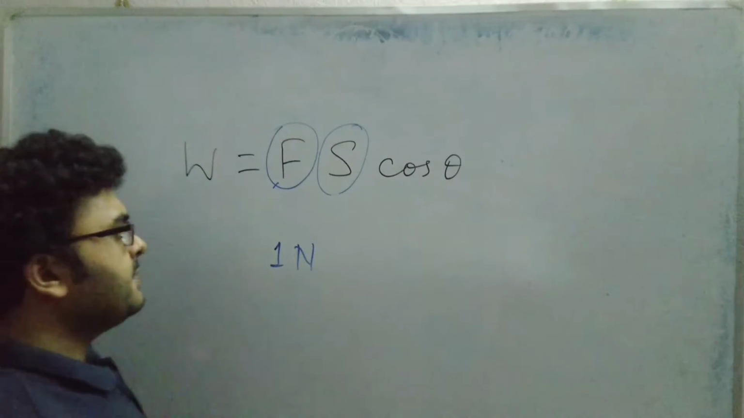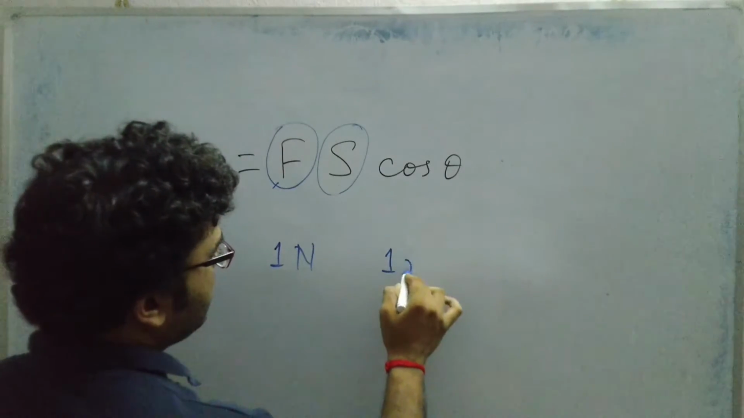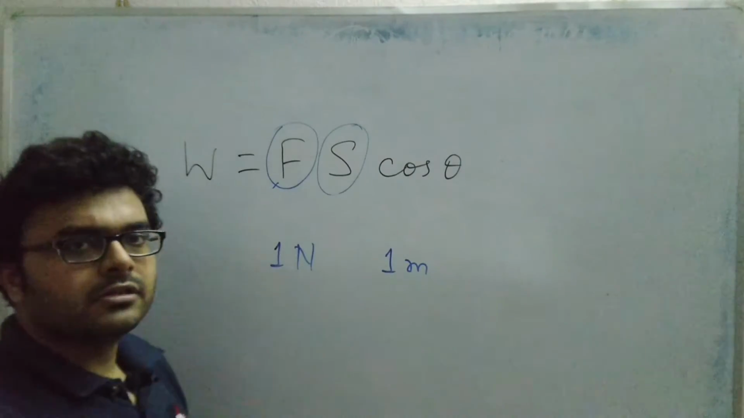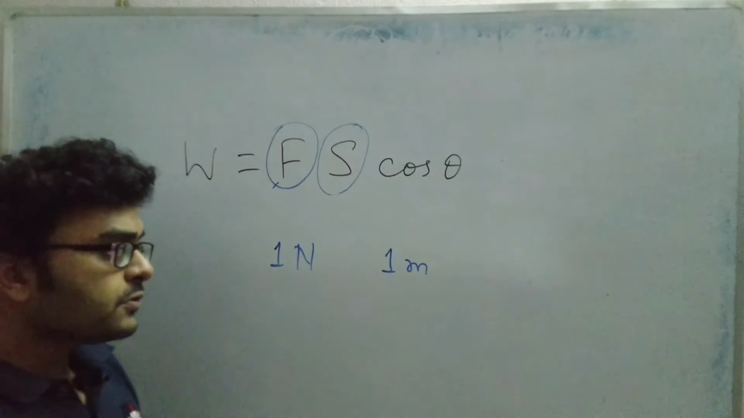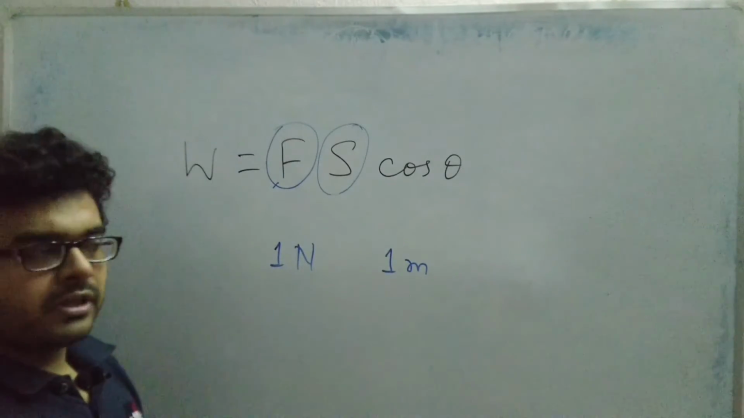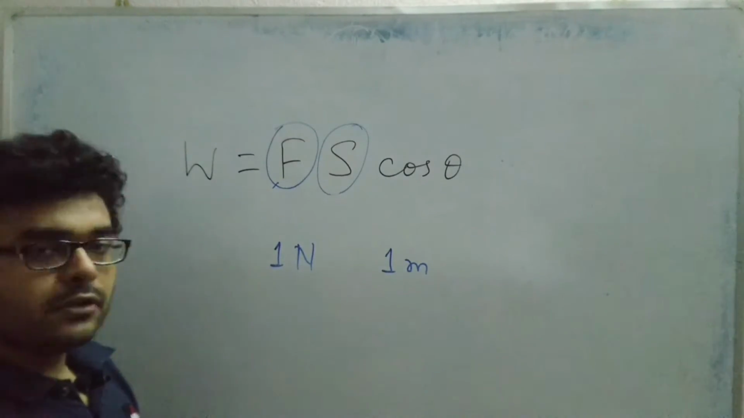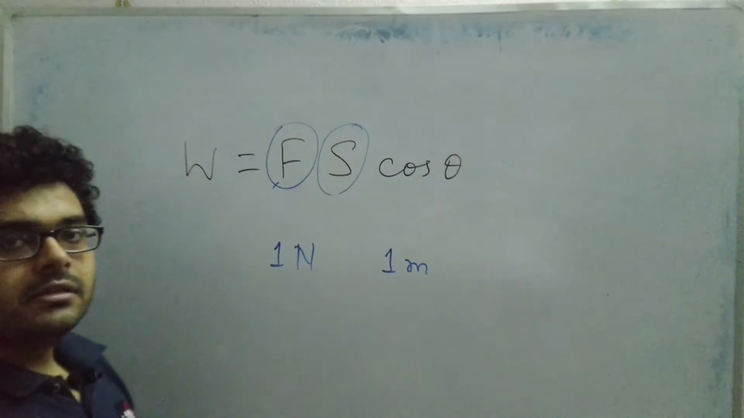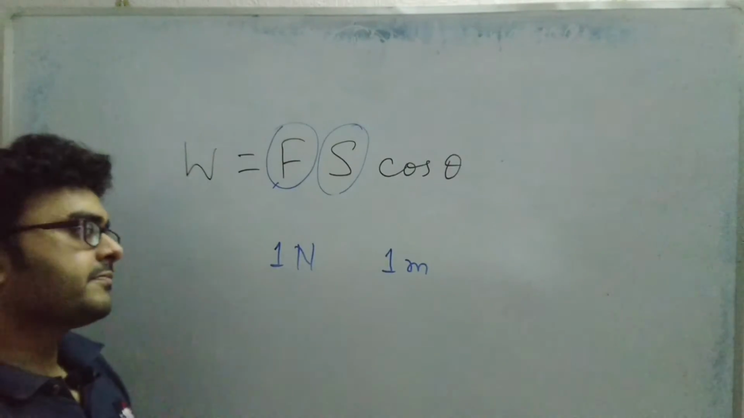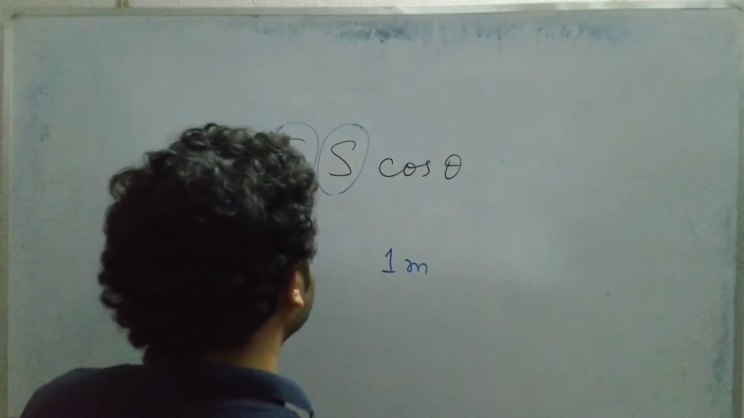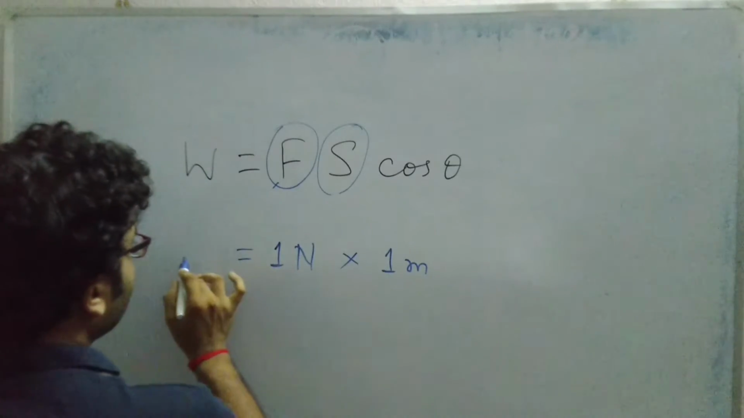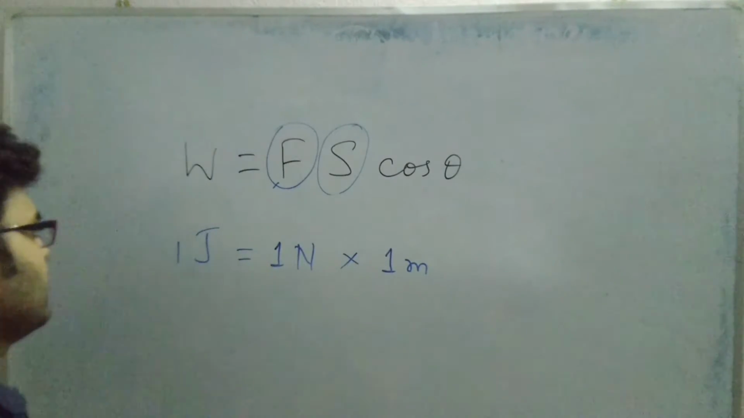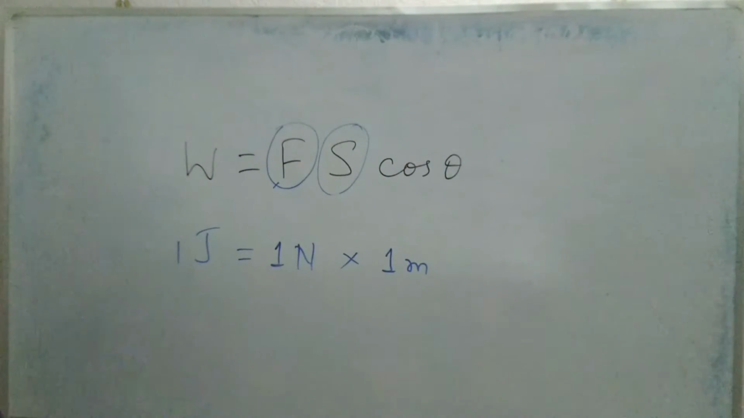by 1 meter in its own direction. So when we are saying that the force is displacing the body in its own direction, you can easily understand that the angle theta must be equal to 0 degrees, isn't it? So here the product of this 1 Newton and 1 meter will give us the unit 1 joule. I hope everybody can understand this relation.